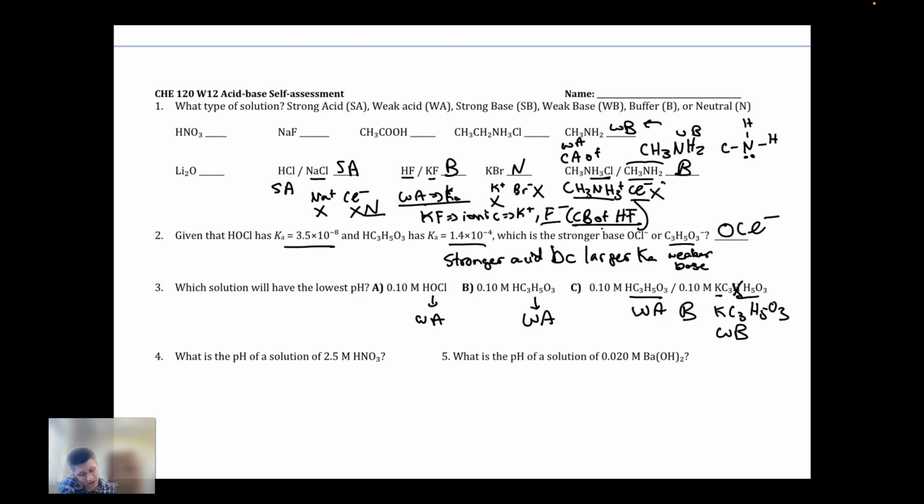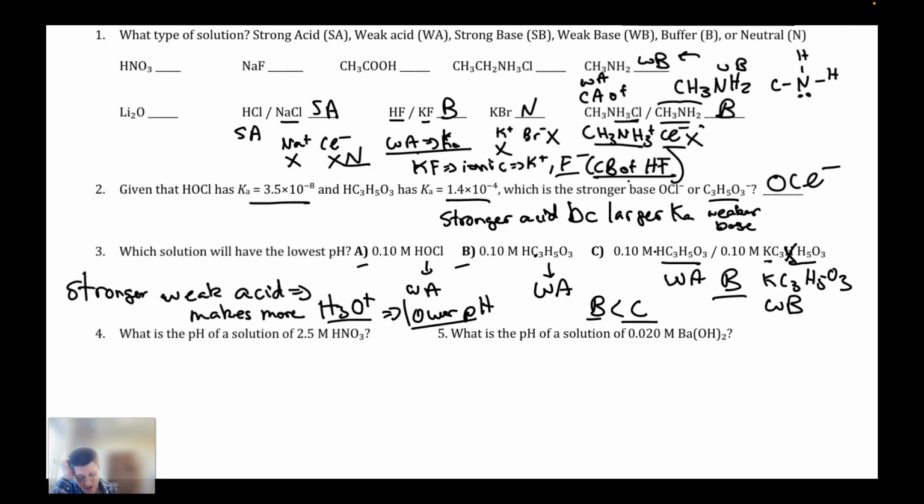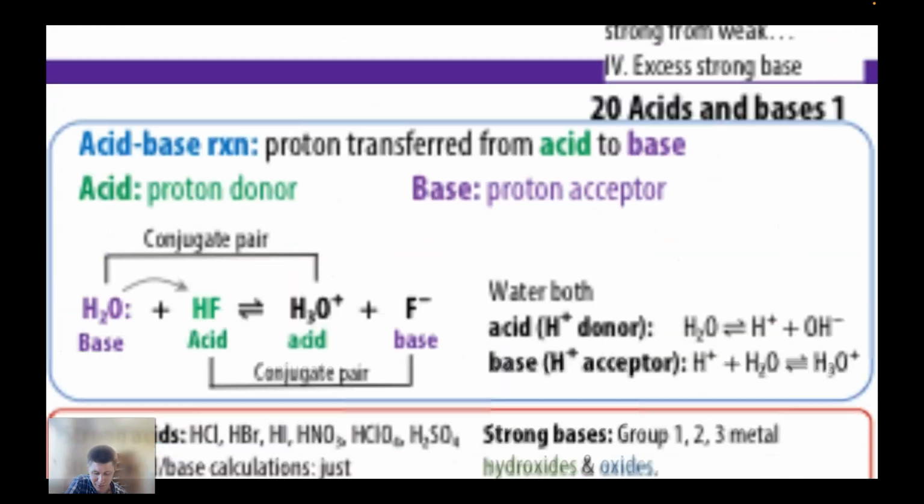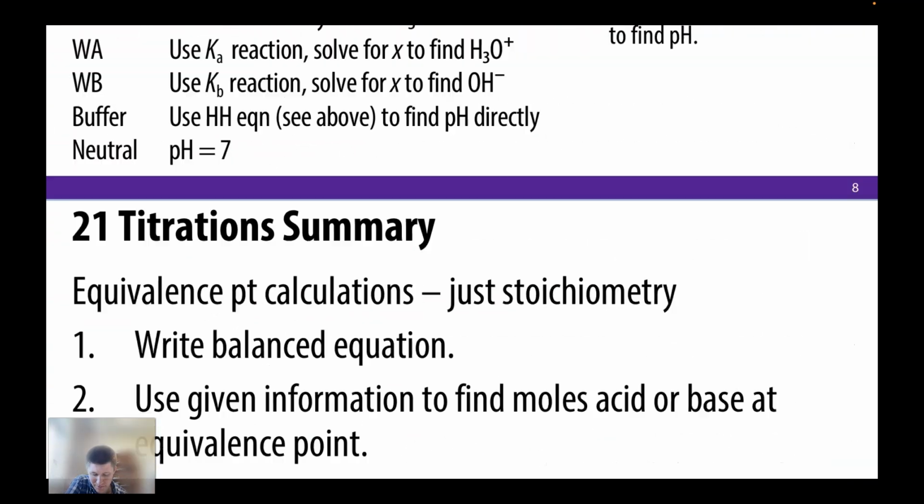If we look at the pHs here, this buffer is always going to, typically, have a higher pH than just the weak acid by itself. So B has a pH less than C because this is just the same as B but buffered. So B has a lower pH than C. If I'm comparing A and B, they're both weak acids. But the lower pH is going to be associated with the strongest weak acid. So that's sort of the logic here. The stronger weak acid will make more H3O+ and have a lower pH. That all comes back to just understanding the basic equilibrium applied to this weak acid, weak base equilibrium.